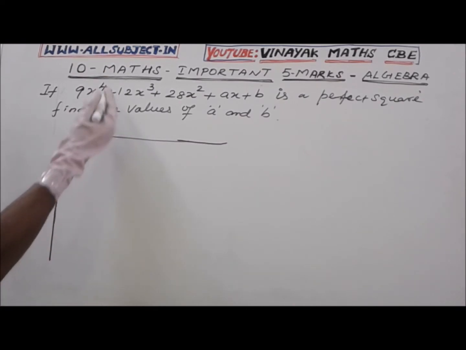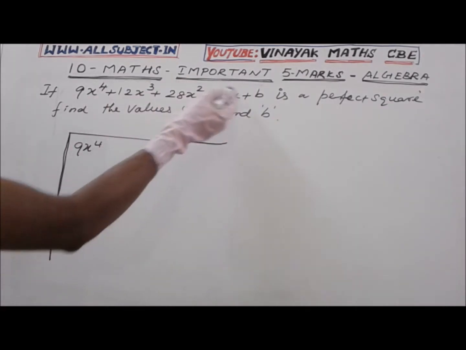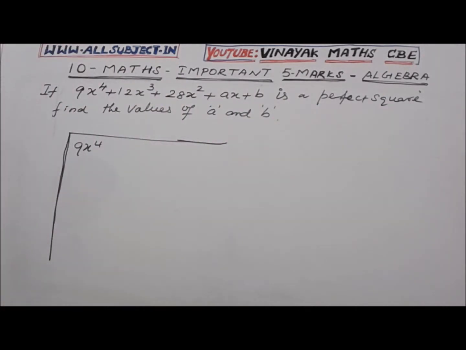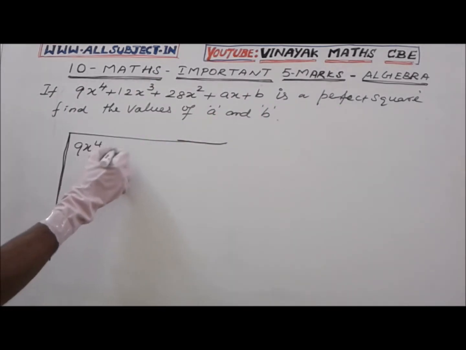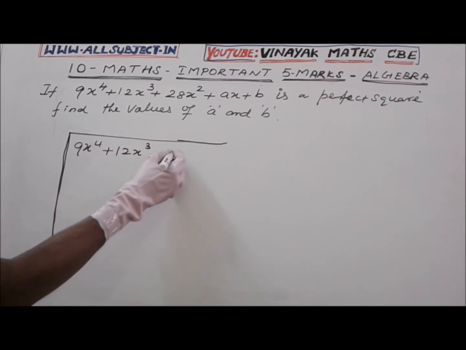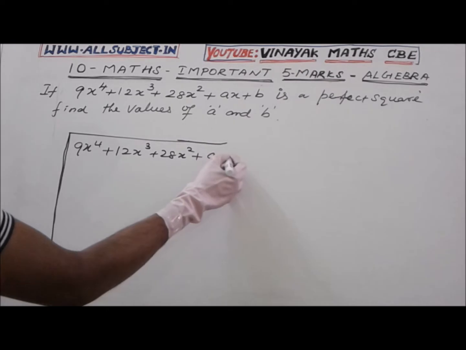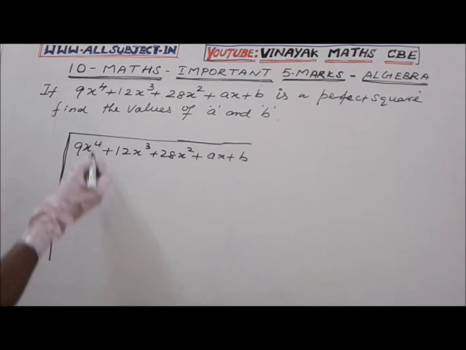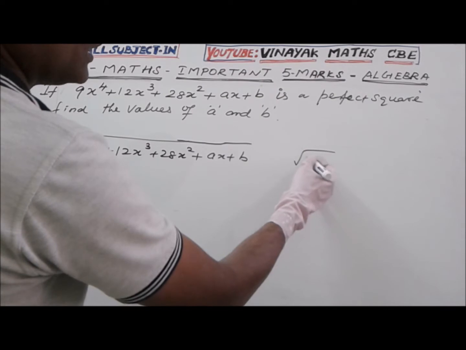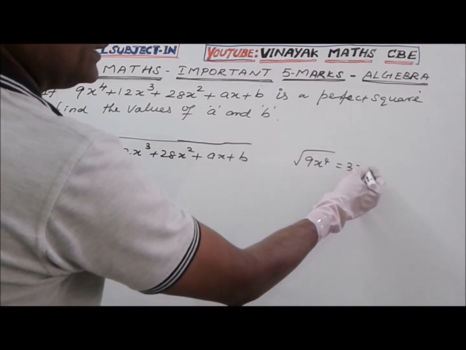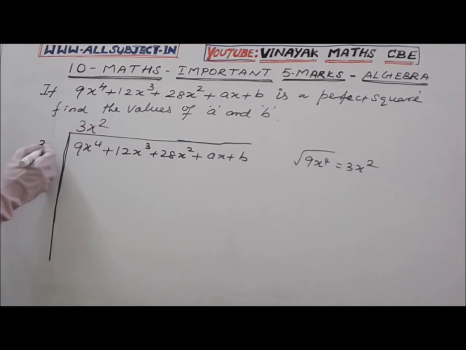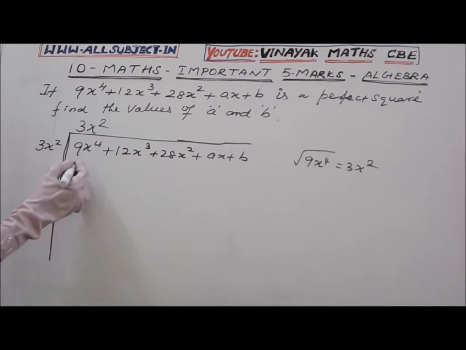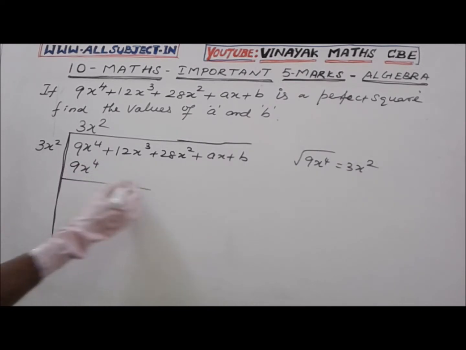nine x power 4, they are in proper order 4, 3, 2, 1. First of all, we should check whether the powers are in ascending or descending order. Now the powers are in descending order, so we can write it here, 9x power 4 plus 12x cube plus 28x square plus ax plus b. First of all, find the square root of this. Root of 9x power 4 equals 3x square. So write 3x square here and here. 3x square into 3x square, 9x power 4. Then we can subtract, it gets cancelled.